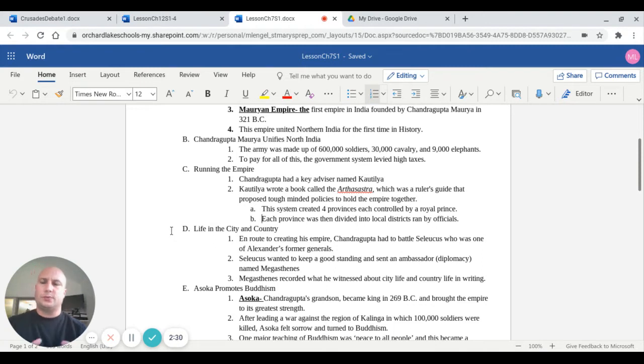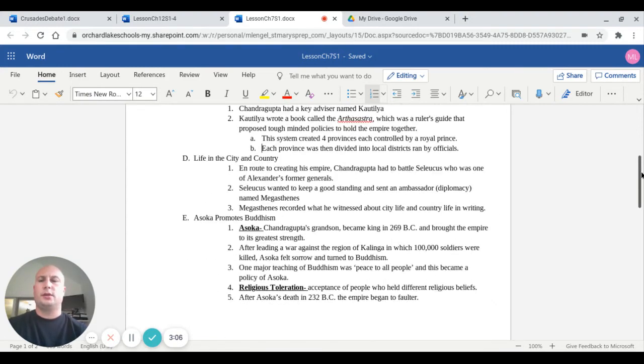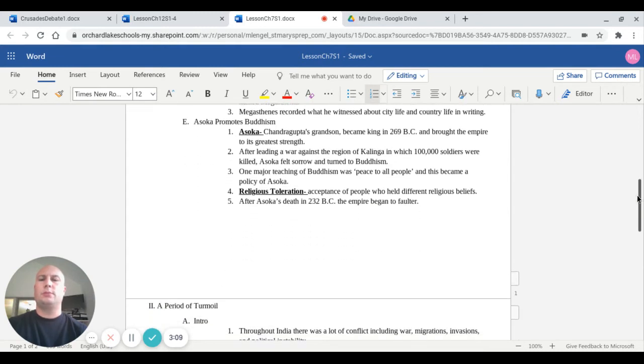Capital D will talk about the difference between life in the city and life in the countryside in India. En route to creating his empire, Chandragupta had to battle Seleucus, who was one of Alexander's former generals. Seleucus wanted to keep a good standing with Chandragupta, and he sent an ambassador for the purposes of diplomacy, negotiations, talking, things of that nature, named Megasthenes. Megasthenes recorded what he witnessed about city life and country life in writing. And so that's kind of where we take an understanding from what was going on in India during this time period.